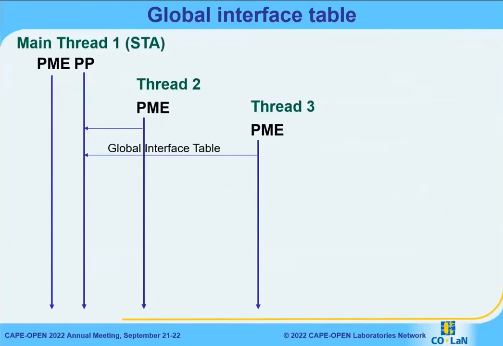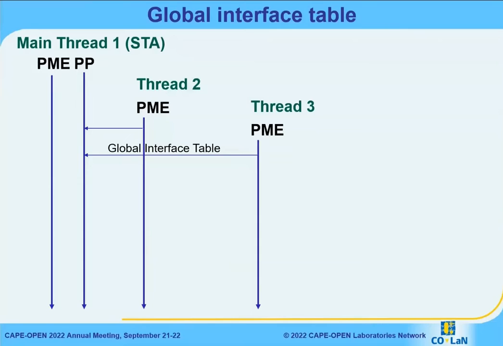So another option that we see in simulators out there is the use of the global interface table. So you start off again with your main thread, which in Windows is typically the windowing thread, which is therefore a single-threaded apartment by default. You have your PMC, your property package for example, in the main thread, and then you start a calculation thread or maybe 2 calculation threads. And rather than putting a property package in each of those threads, you put the property package from the main thread in the global interface table, and via marshalling you can access them from threads 2 and 3 by making calls on them.